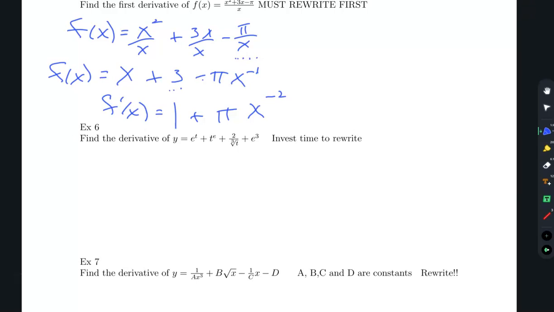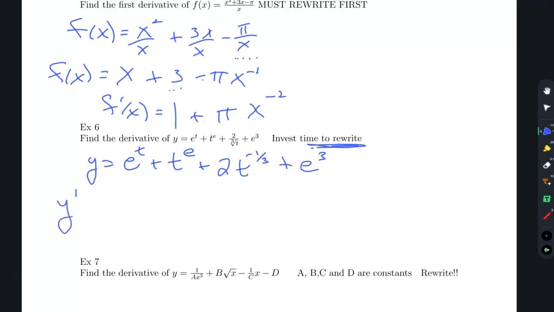Ooh, looking ugly here. So it's got t's in here, right? So find the derivative. So let's take time to rewrite it. It can be really, really helpful. So that stays the same. That stays the same. Okay, let's do this one. 2 times, and this is going to be t to the negative 1/3 power, and then that last term e cubed. So another way we can write the derivative is just y prime. It doesn't have to be f prime.